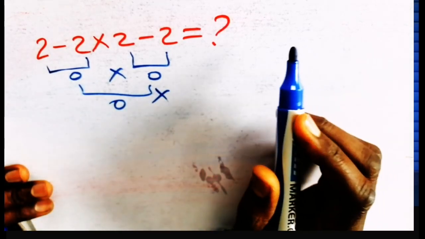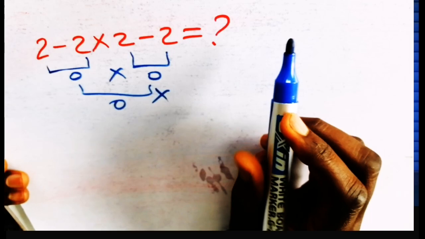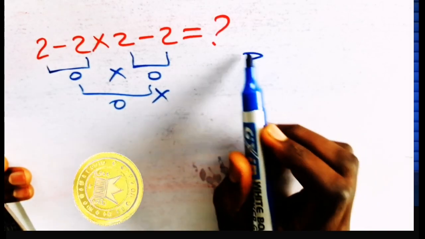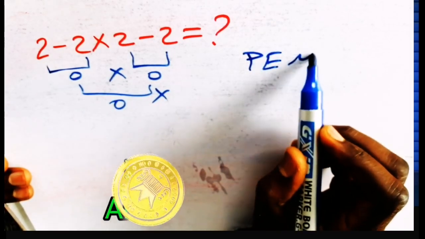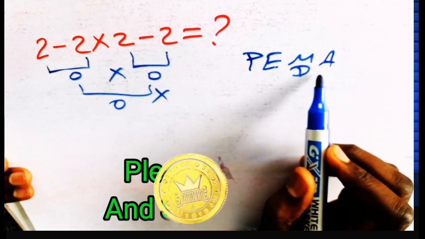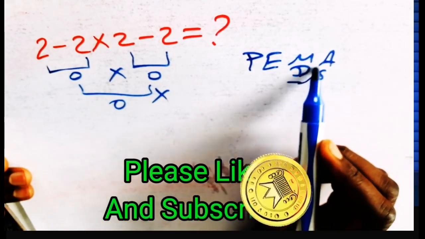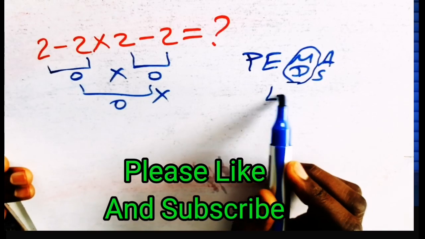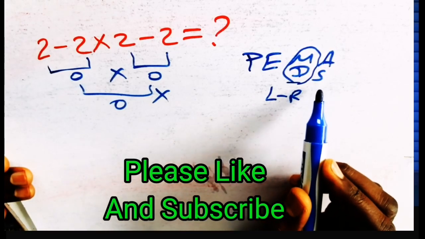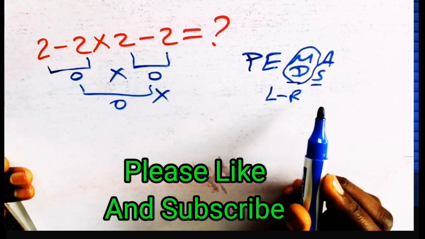But this answer is not correct, because according to the order of operation PEMDAS, first you have to do parentheses, then exponent, then multiplication or division, and finally addition or subtraction. Remember that multiplication and division have equal priority. We have to work from left to right. The same applies to addition and subtraction.